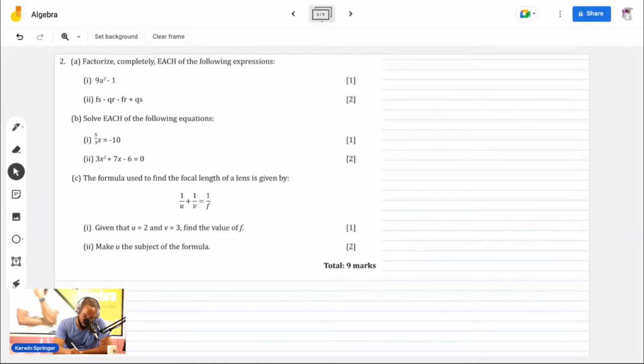So 9a squared minus 1. There are a few ways to write out your answers for what is called the difference of two squares. Right now we're working with this technique where we get the square root of each of the terms. So that's 3a, and then the square root of 1 is 1. Ignore the negative sign for now. Then you write: therefore, 9a squared minus 1 is equal to 3a minus 1 and then 3a plus 1.